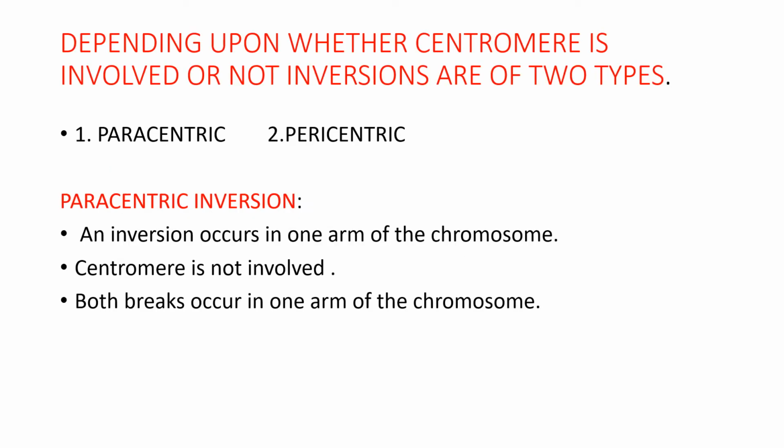Depending upon whether centromere is involved or not, inversions are of two types: paracentric and pericentric. In paracentric inversion, an inversion occurs in one arm of the chromosome. That is, centromere is not involved. Both breaks occur in one arm of the chromosome.